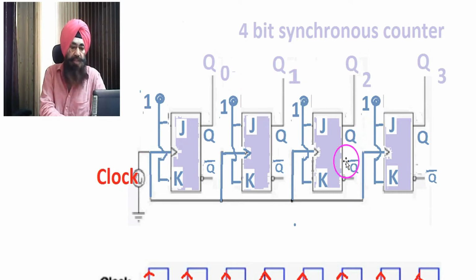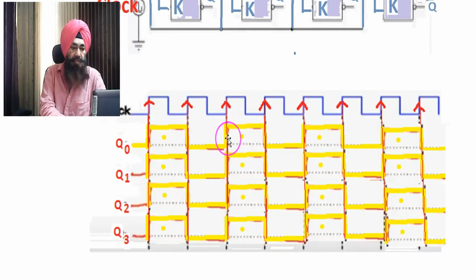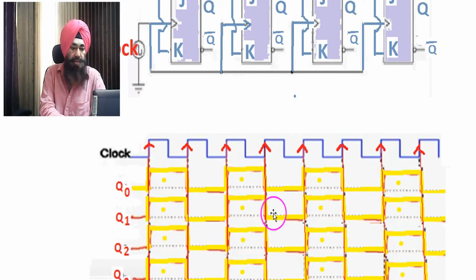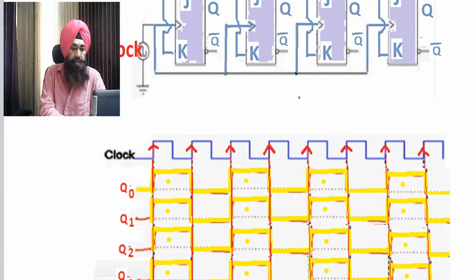Before discussing how they count, let's see what happens if we give this type of clock pulse. If we give this type of clock pulse to the first flip-flop, the first flip-flop starts toggling because the clock input is a triangle, not a bubble. That means the leading edge is effective. So when the leading edge comes, it toggles from low to high state. Again, rising edge, high to low. Again, rising, low to high. Again, rising, high to low.